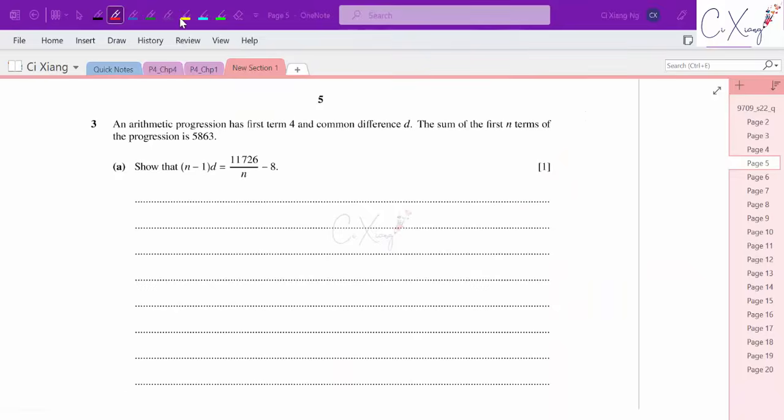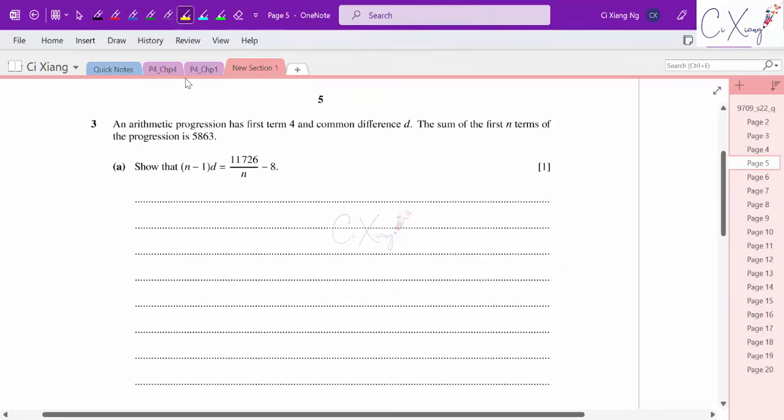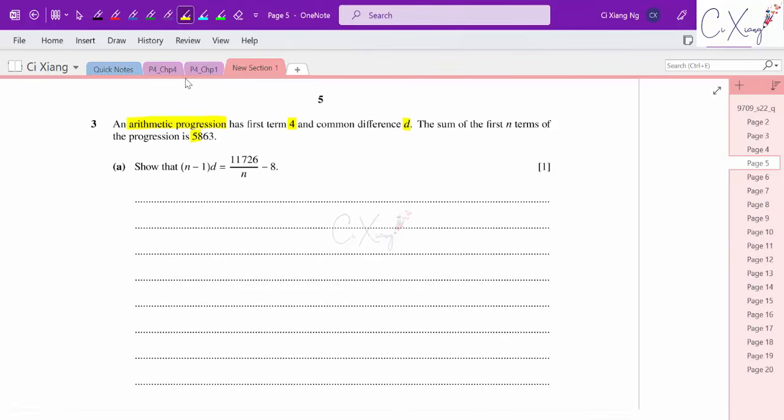We come to question number 3. It is given that we have an arithmetic progression where the first term is 4 and the common difference is d. The sum of the first n terms of the progression is 5863, and they want us to show this equation. Right, so before we start, we are having an arithmetic progression, right?